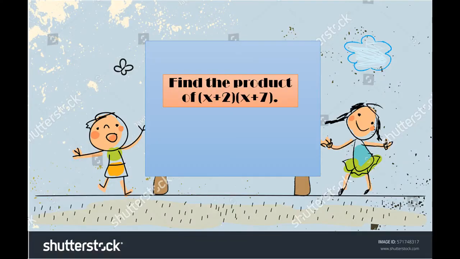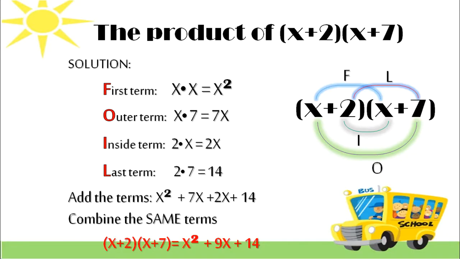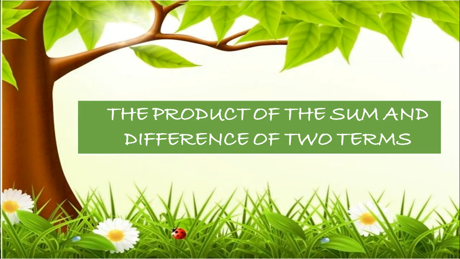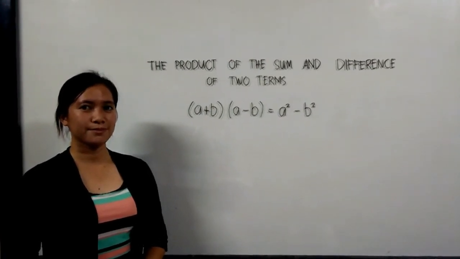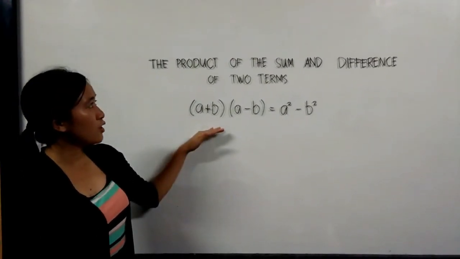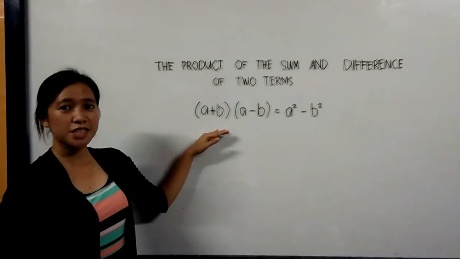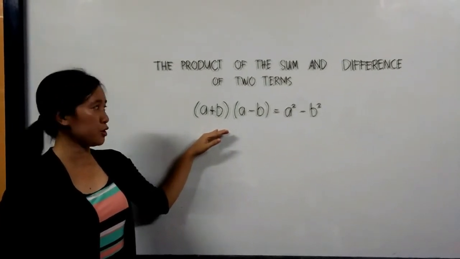Let's try this. Find the product of x + 2 times x + 7. The product is x squared + 9x + 14. The product of the sum and difference of two terms. This is the general formula for the product of the sum and difference of two terms.